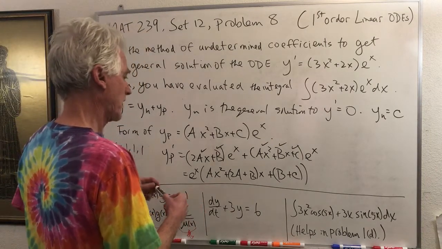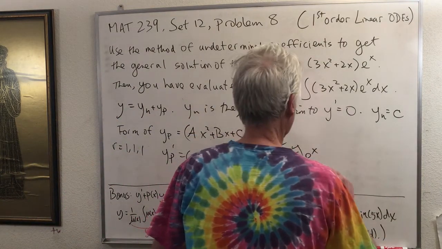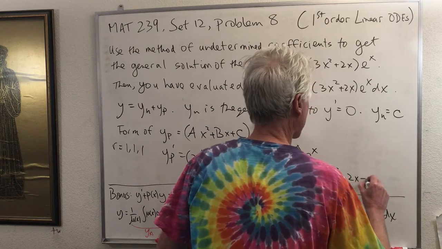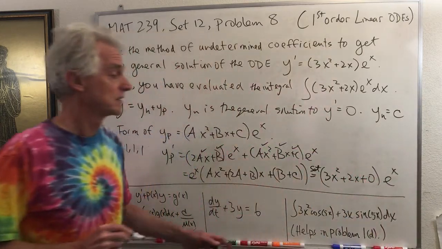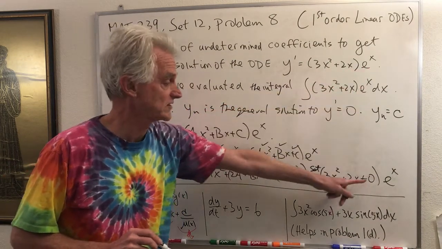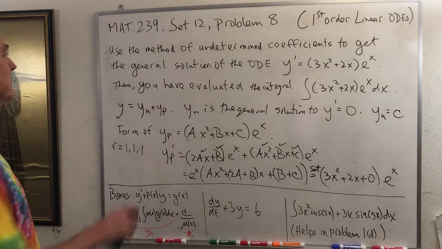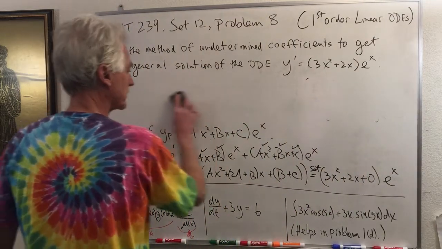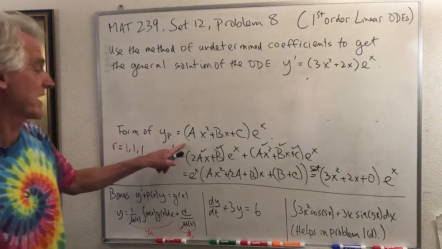So what I want to do is set this equal to 3x squared plus 2x. And I'm going to put in a plus 0 times e to the x, because there I don't see any constant times e to the x, so that's 0 times e to the x. All right, and then let's get rid of this. Let's get rid of this. I think we need this. We're going to need this when we plug in the a, b, and c later.